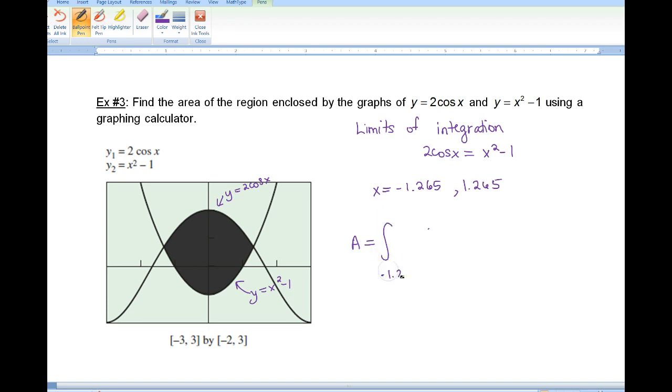We don't care about y. Because we're integrating with respect to x, we only use the x coordinate. I don't even bother to write down the y coordinate. We don't need to. And we established which one was the upper curve, the 2 cosine x. And the lower curve is x squared minus 1, so it becomes minus x squared plus 1 dx.